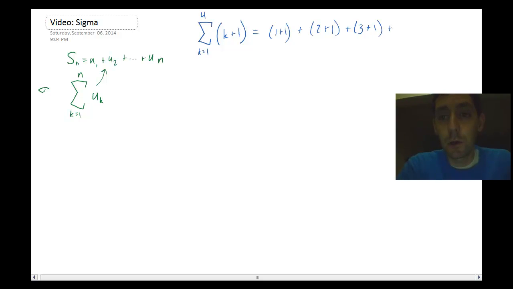And then I would go 4 plus 1. I was going to say 5 is a joke, and then I said it for real. Anyway, there we go, 4 plus 1. And so we've added up from k equals 1 all the way up to k equals 4, and then you can just add them together. 2 plus 3 plus 4 plus 5, which then gives us 14. And so this right here, sigma from k equals 1 to 4 of k plus 1 is equal to 14.